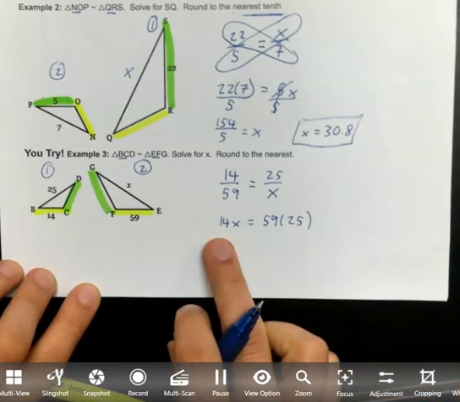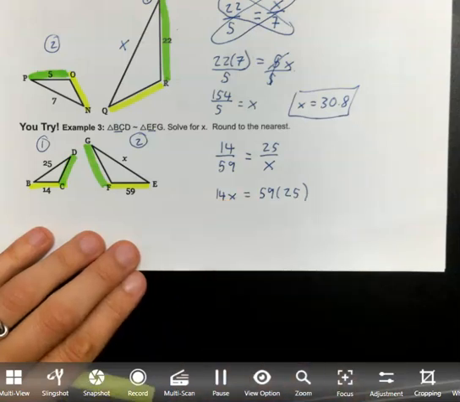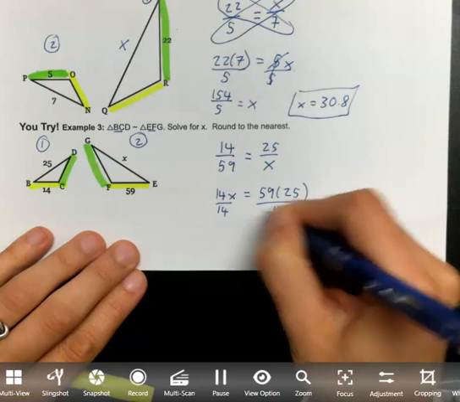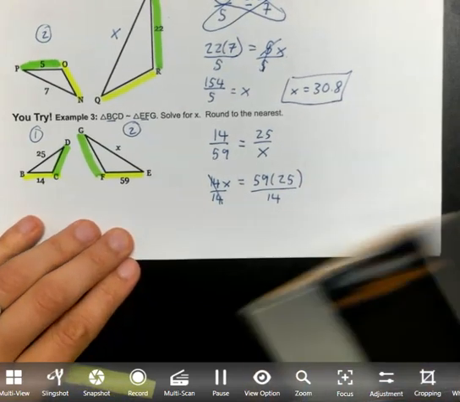Alright, I want x by itself. How do I get x by itself? I'm going to move this 14 to the other side. How do I move it? I divide by 14 on both sides. Cross this out. Okay, so that's what goes in my calculator.